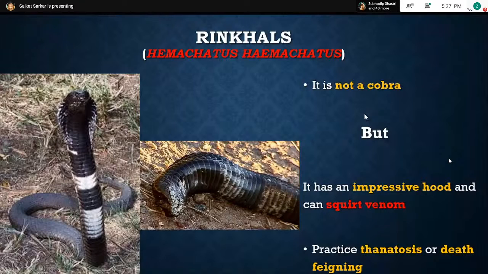And above all that, they have a peculiar character of thanatosis or death feigning. That means they pretend to be dead when disturbed or when manhandled.